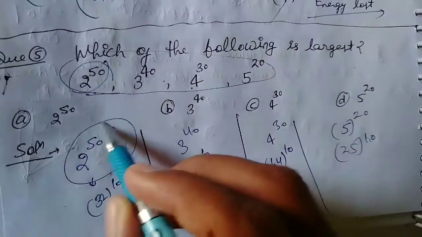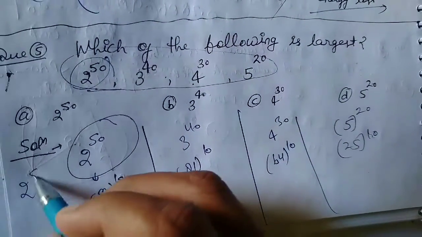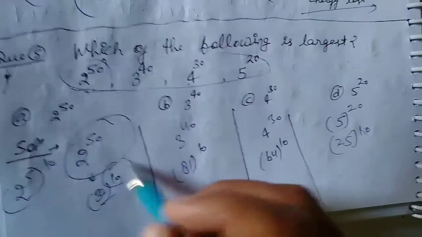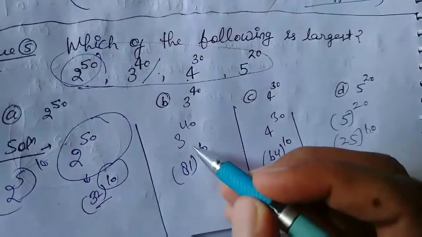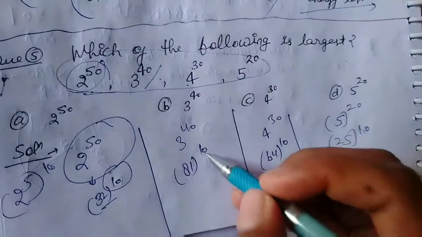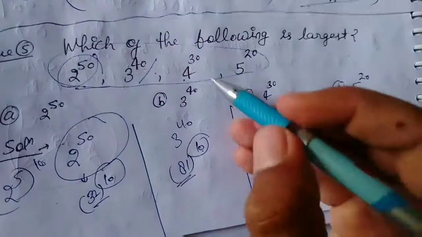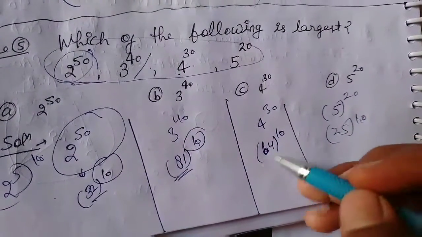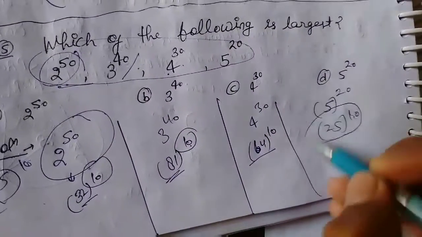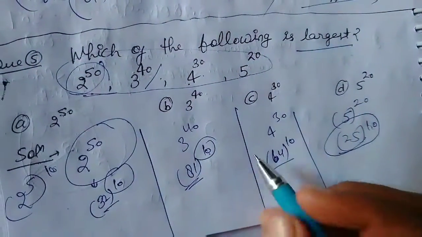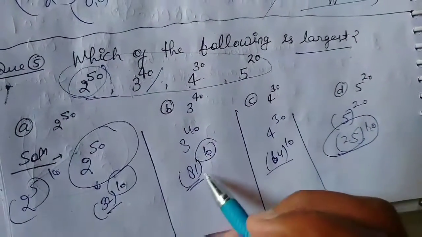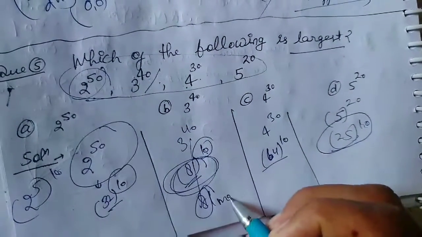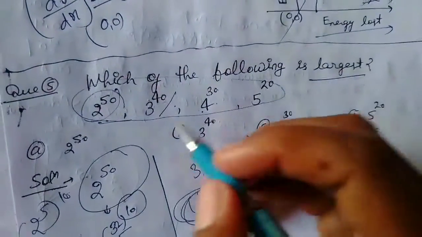First of all I will calculate this 2 to the power 50. We can write 2 to the power 5 into 10. So it will be 2 to the power 5, that is 32, to the power 10. Similarly 3 to the power 40 means 3 to the power 4, and 3 to the power 4 is 81, to the power 10. Similarly 4 to the power 30 is 4 to the power 3, that is 64, to the power 10, and then 25 to the power 10. So which is the largest one? All the powers are the same, 10, 10, 10, and the base is maxima for 3 to the power 40. So 81 is maxima, and this is the largest one. So the answer will be B.